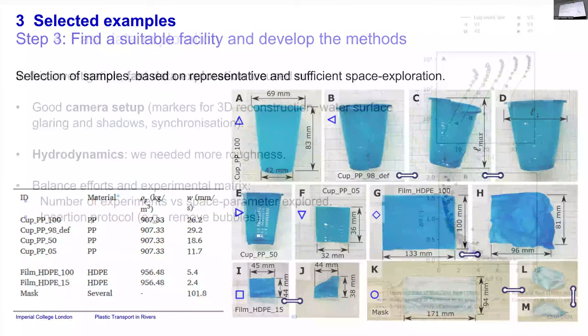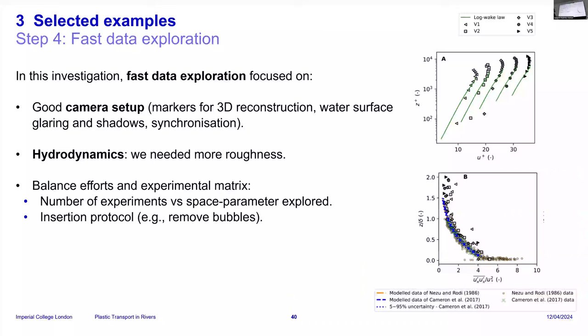So great, we have step three set up. The next one is fast data exploration. We go to the lab, we know what we need to have, but we don't know if we have it. So we start doing experiments, we start measuring velocities. We start trying to track plastics and we detect a lot of problems that we were very lucky to detect. It probably took us 2 months to finely tune.